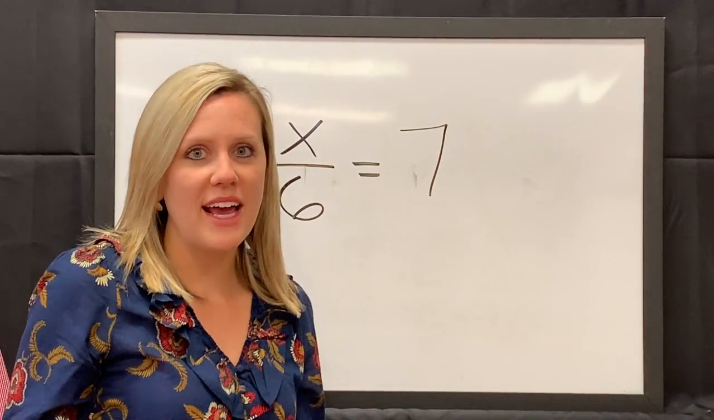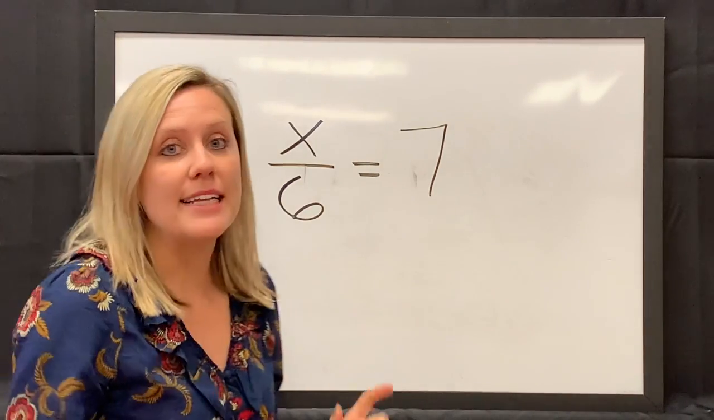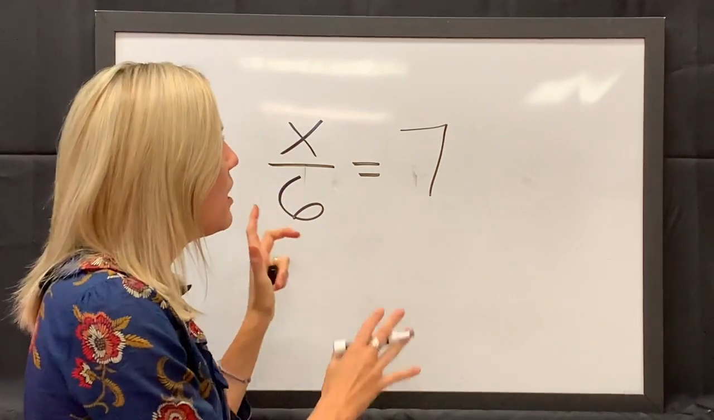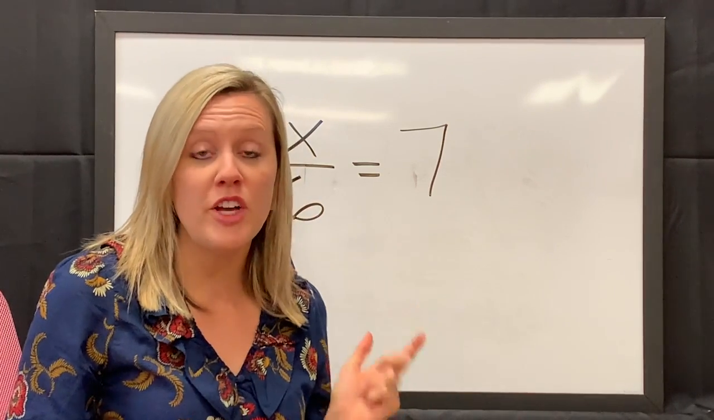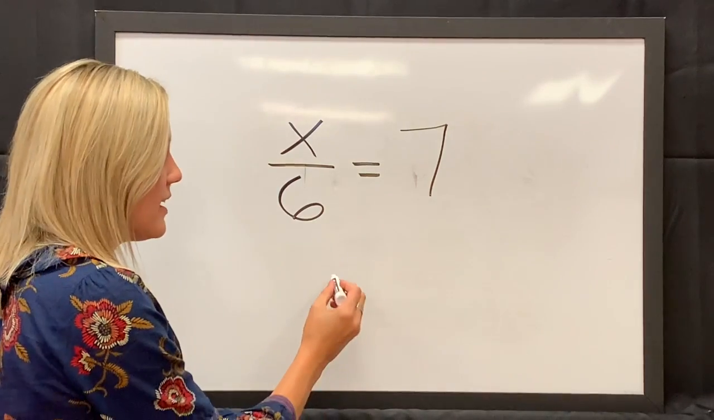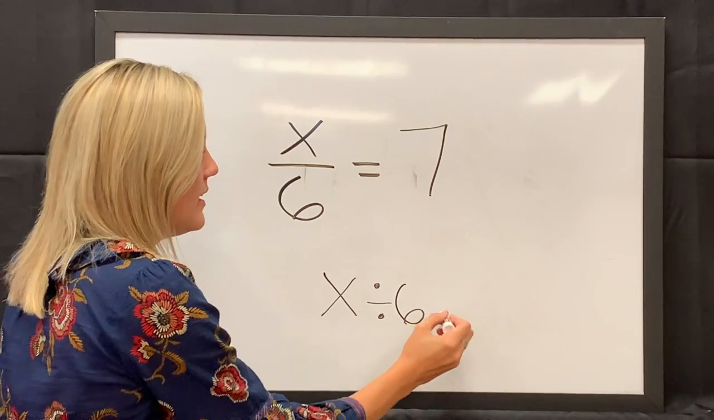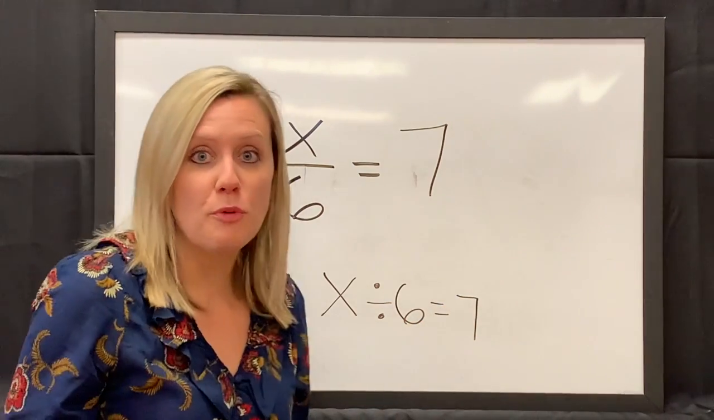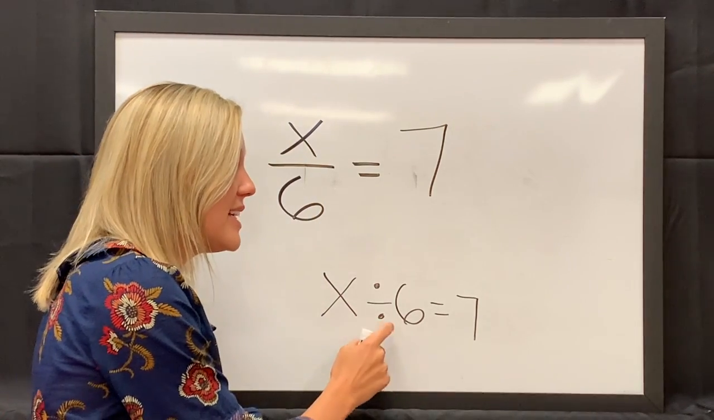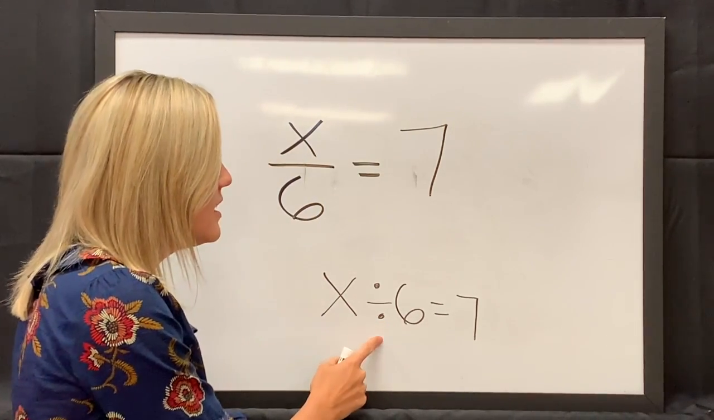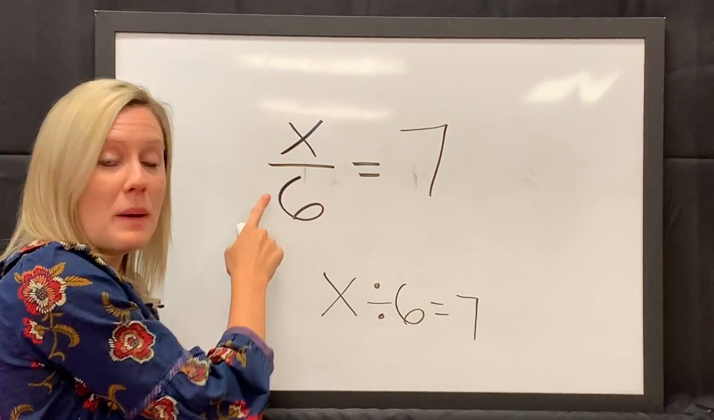Okay, here we have x divided by 6 equals 7. And so many kids, when they see this problem, they think it looks really scary, but I promise you it's not. I could rewrite this exact problem like this: x divided by 6 equals 7. And you would probably know that we need to do the opposite and multiply by 6 to get rid of this dividing by 6. Well, this means that exact same thing, x divided by 6.